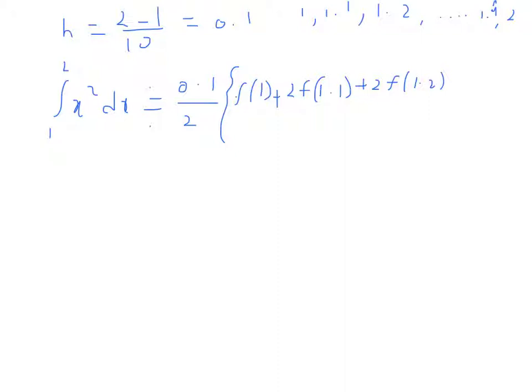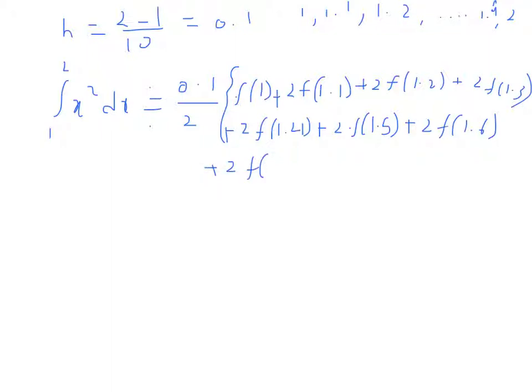We're up to 2 times f of 1.3 plus 2 f of 1.4 plus 2 times f of 1.5, 2 times f of 1.6 plus 2 times f of 1.7, 2 times f of 1.8. We're nearly there, to f of 1.9 plus f of 2.